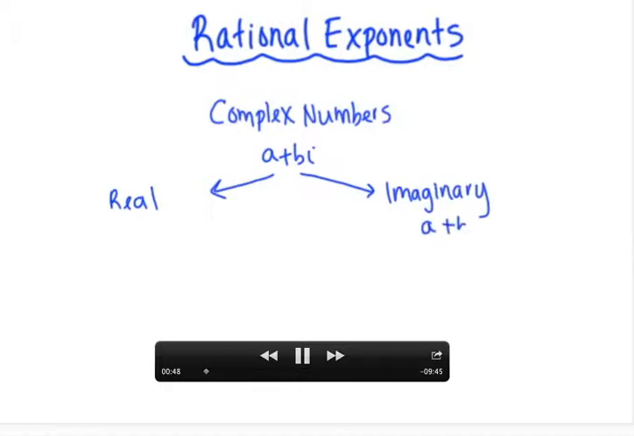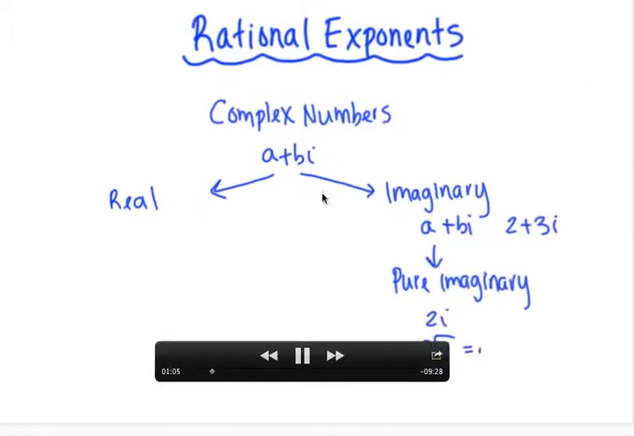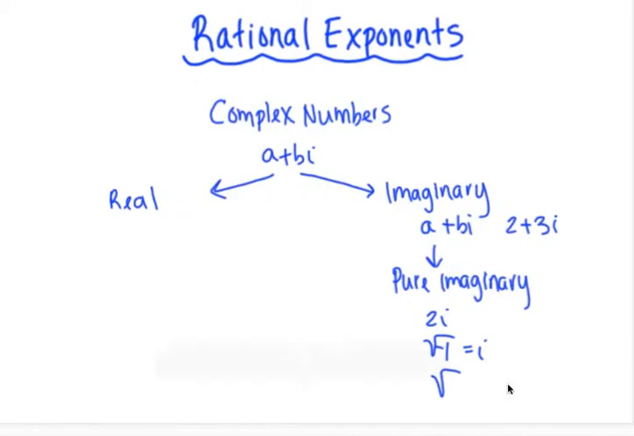So imaginary numbers are the ones that have an imaginary part. So for example, 2 plus 3i, they have a real part and an imaginary part. If it just has an imaginary part, it's called pure imaginary. So for example, 2i, or square root of negative 1, which is i, or square root of negative 6.